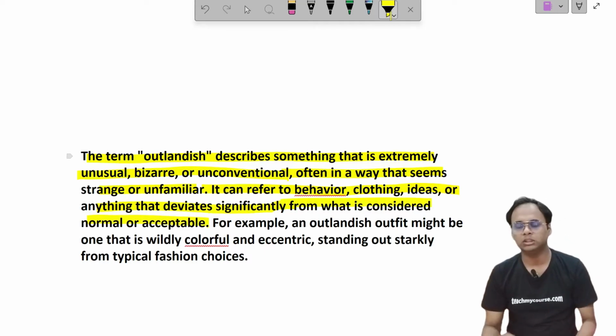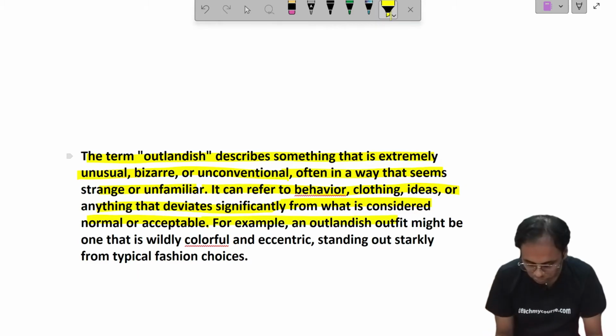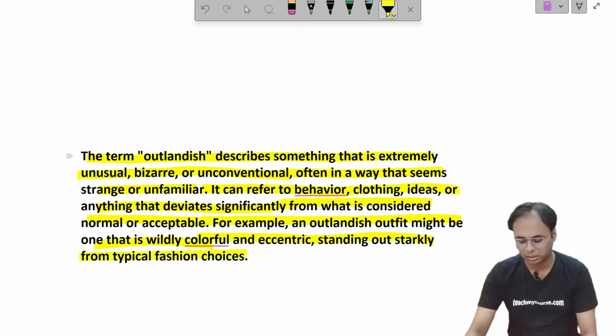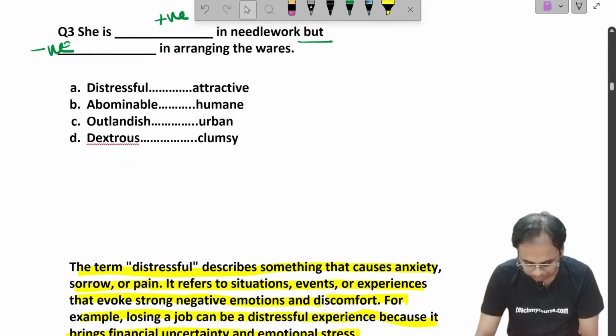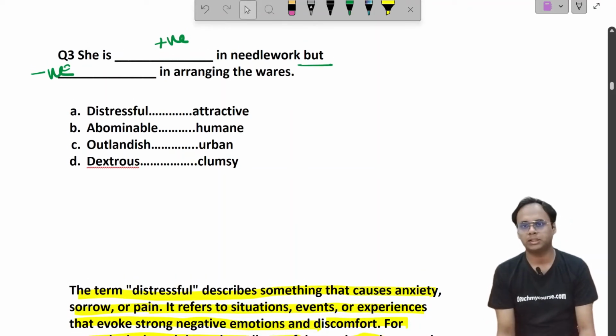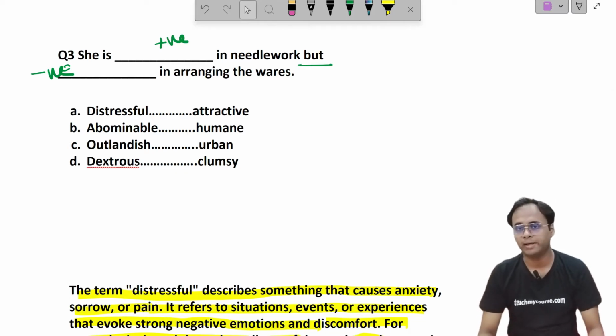So I can say that he or she is dressing in an outlandish way. Like you see some celebrities on TV and in the media that dress up in an outlandish way. That is not normal. For example, an outlandish outfit might be one that is wildly colorful and eccentric, standing out starkly from typical fashion. But if I say "she's outlandish in needlework," that doesn't make sense, because outlandish is normally associated with clothing or a style that is very different from others. So it does not make sense when it comes to needlework.